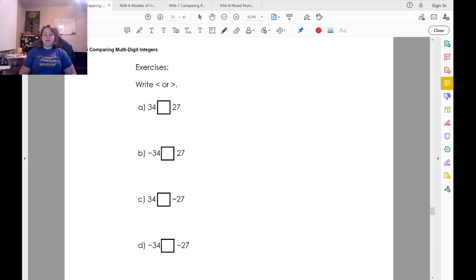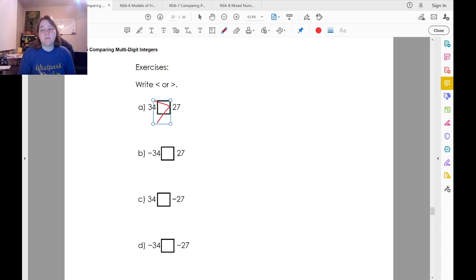Now we have more numbers to compare. I'm going to let you tackle this one on your own. We'll talk about it when we come back. Welcome back. So, 34 or 27. These are both positive numbers. Would I rather have $34 or $27? $34.